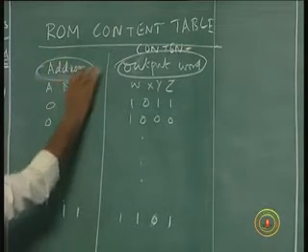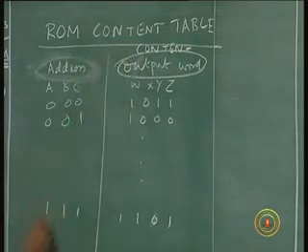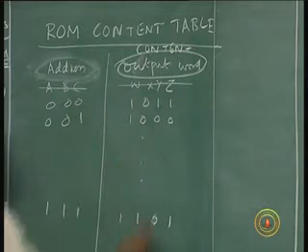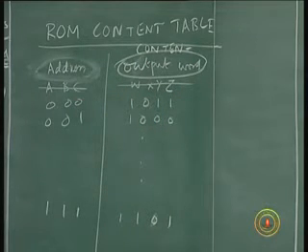I have already said address. So address and the corresponding content. So ABC has no meaning here. It's only for your mapping. Address has ABC, output has WXYZ.